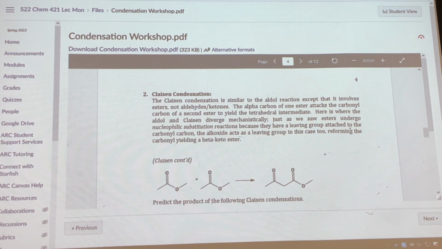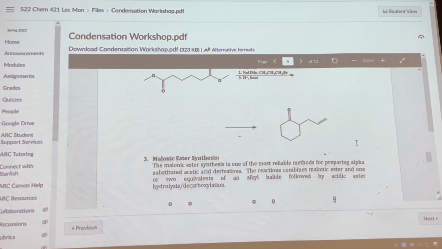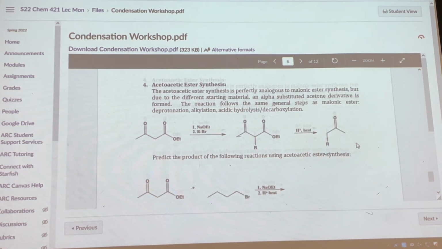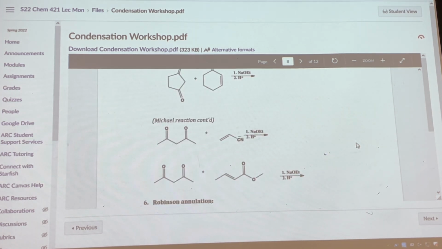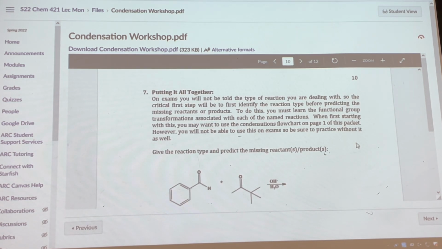Then it goes into the Claisen, describes what the Claisen is, gives you a bunch of practice problems. The Dieckmann, the malonic ester, we haven't really gotten into yet, but all of these different reactions and practice relating specific to those. And then at the very end, there's a section putting it all together. And that's just a random list of condensation reactions. And you have to figure out, number one, what type of condensation is being attempted, and number two, what is the product that you would get? Because that's ultimately what we're working up to.